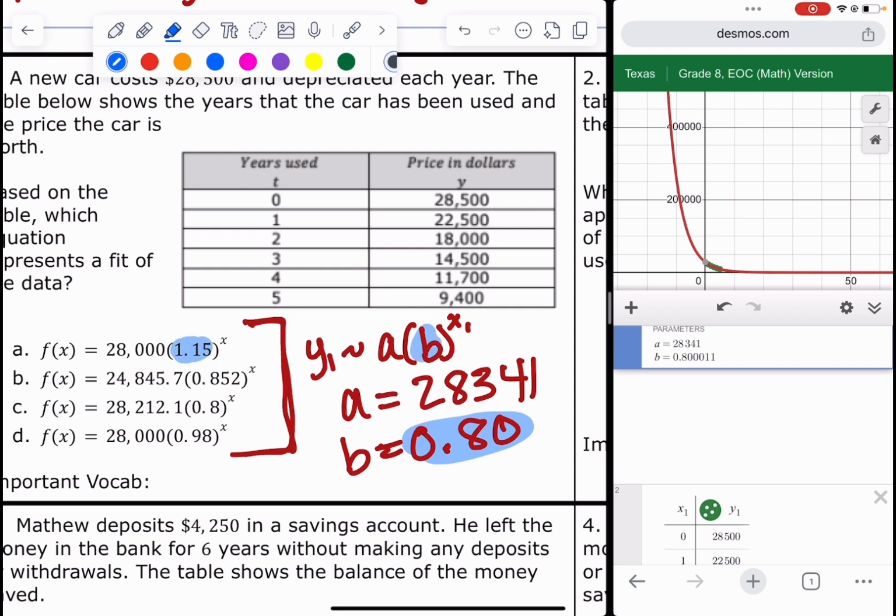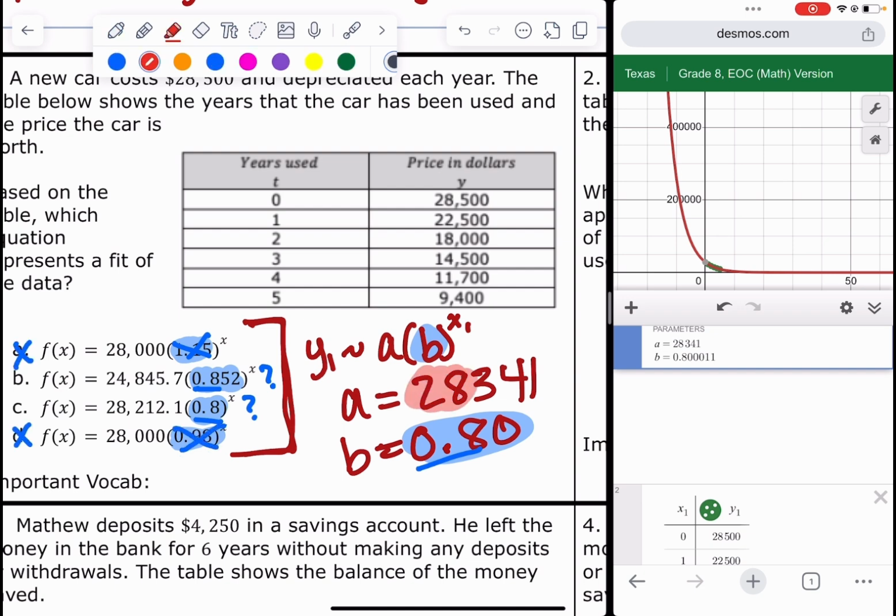B is always inside the parentheses, so 1.15. I know that's not good. I'm looking for 0.8. Then I have 0.852. Now here I see 0.8, so maybe B is my answer. Now if I look at C, 0.8. Maybe C is my answer. Now if I look at D, 0.9, I know that's not good. So I'm between B and C.